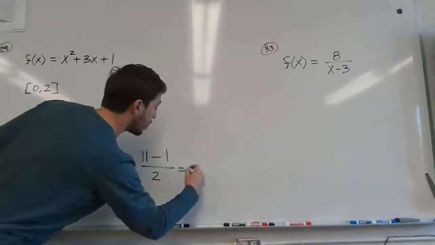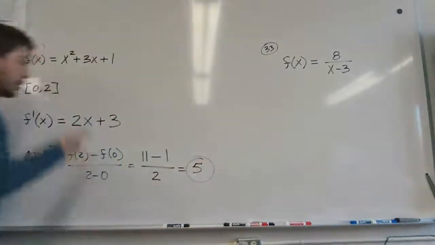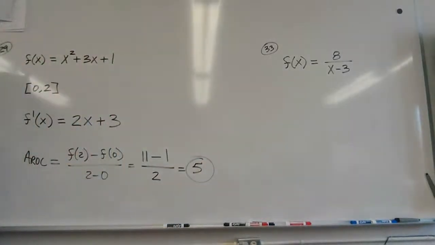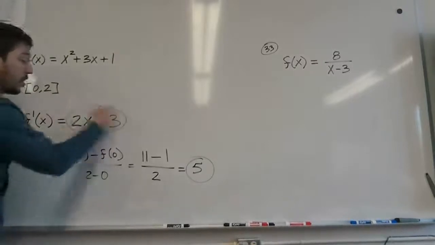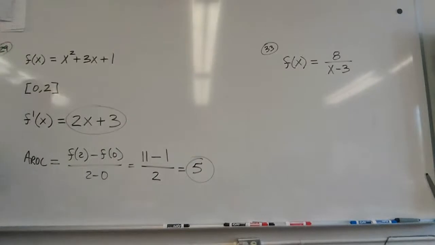And so, great. We're okay with that? Yes. Okay, so what do I do next? We're almost done. You just set the 2x plus 3 equal to 5. The Mean Value Theorem says there's going to be some c value in this interval so that this is equal to this.